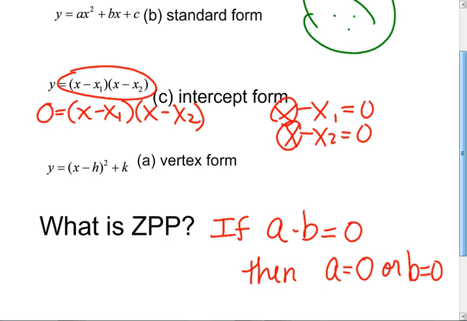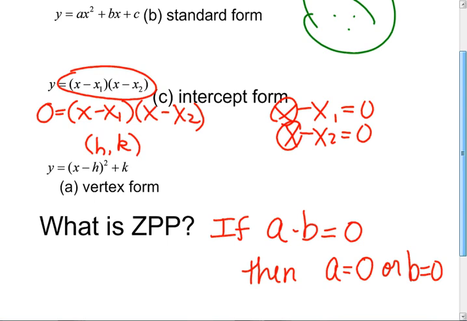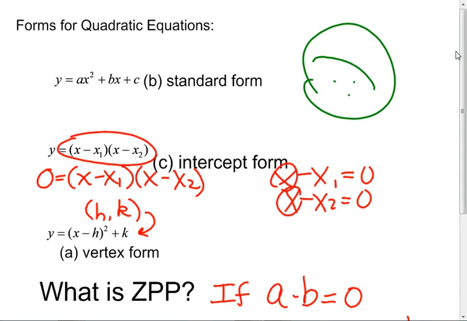We didn't do much with vertex form. The vertex is at (h, k). That's why it's vertex form. We didn't do much with it. And standard form we will do a lot with. Because what happens if my function doesn't factor?